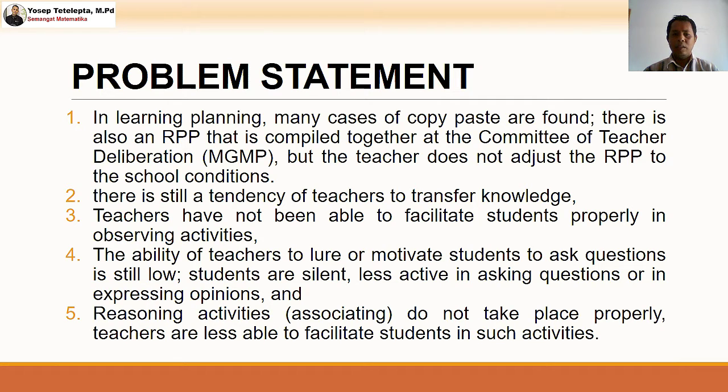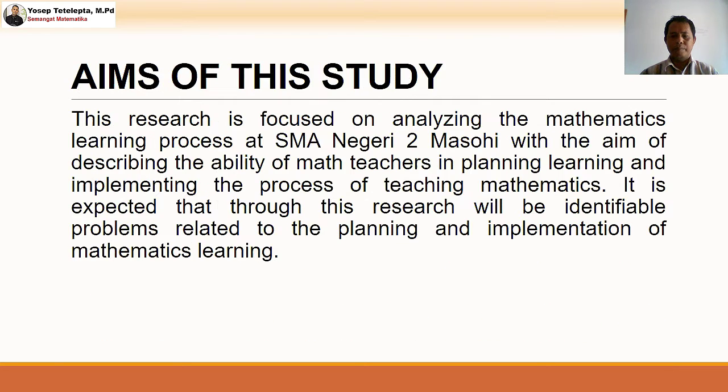3. Teachers have not been able to facilitate students properly in observing activities. 4. The ability of teachers to lure or motivate students to ask questions is still low. Students are silent, less active in asking questions or in expressing opinions. And 5. Reasoning or associating activities do not take place properly. Teachers are less able to facilitate students in such activities.